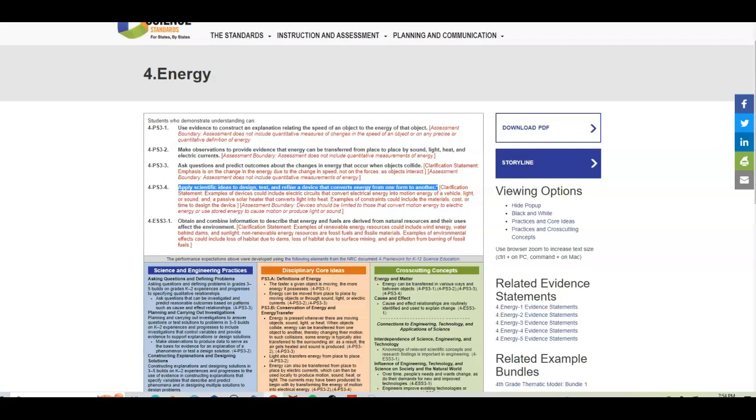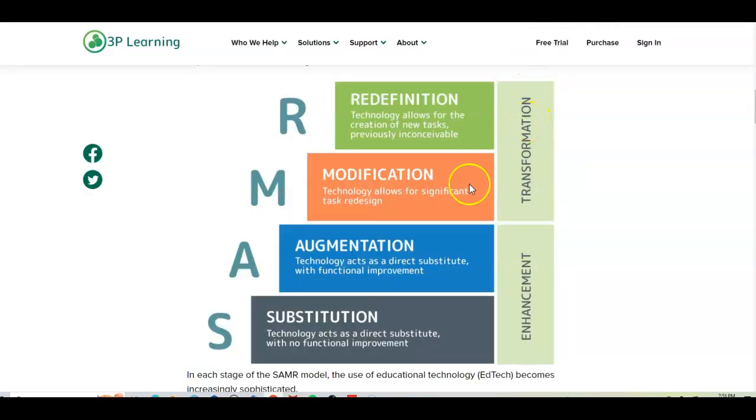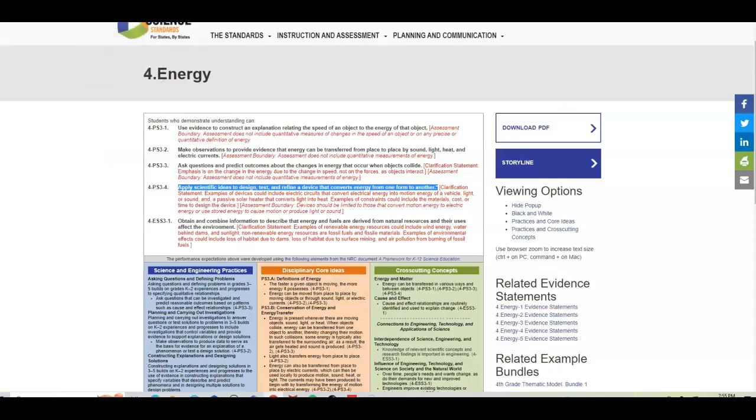So as far as the culminating activity at the end, I feel like that falls into the redefinition level, the transformation level. And I'm going to also talk about TPACK. So I showed the technology that would be used in my energy unit.